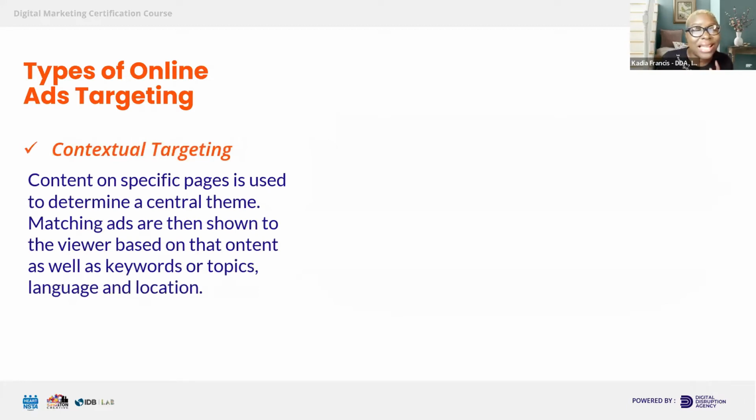Contextual targeting. Now, with contextual targeting, content on specific pages is used to determine the theme. And this is kind of like behavioral targeting, in that the only difference is that they're looking at the content you are viewing. And this is a lot of what social media does, especially Instagram and Facebook. They're looking at the kind of content you're viewing and then going, the machine learning is telling them, I think she likes these kinds of things, because these are the people she follows, behavioral. These are the kind of content that she watches a lot.